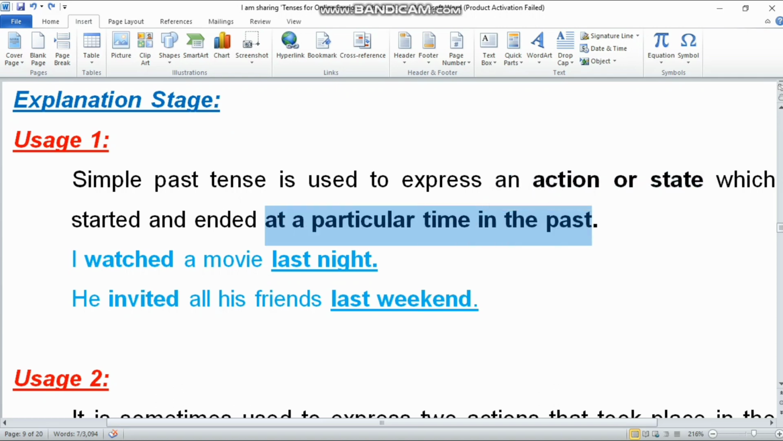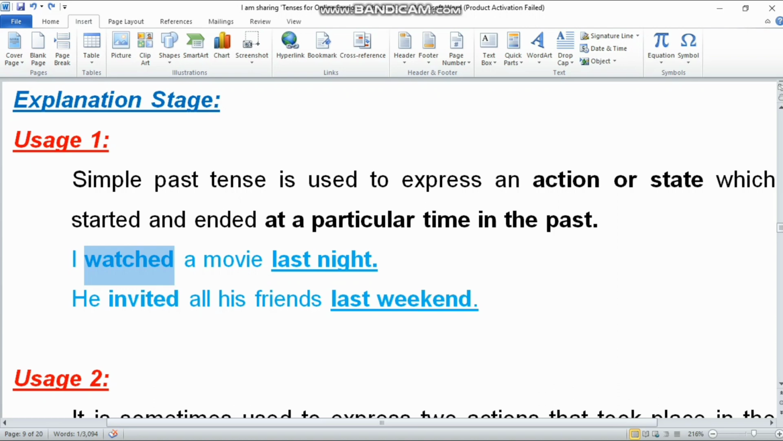When you know the exact time of an activity or state that took place in the past, we use simple past tense to talk about those actions. For example, I watched a movie last night. Watching a movie in the past at a particular time, which is last night, signifies that this activity took place in the past at this particular time. So we will use simple past tense for this kind of activity.